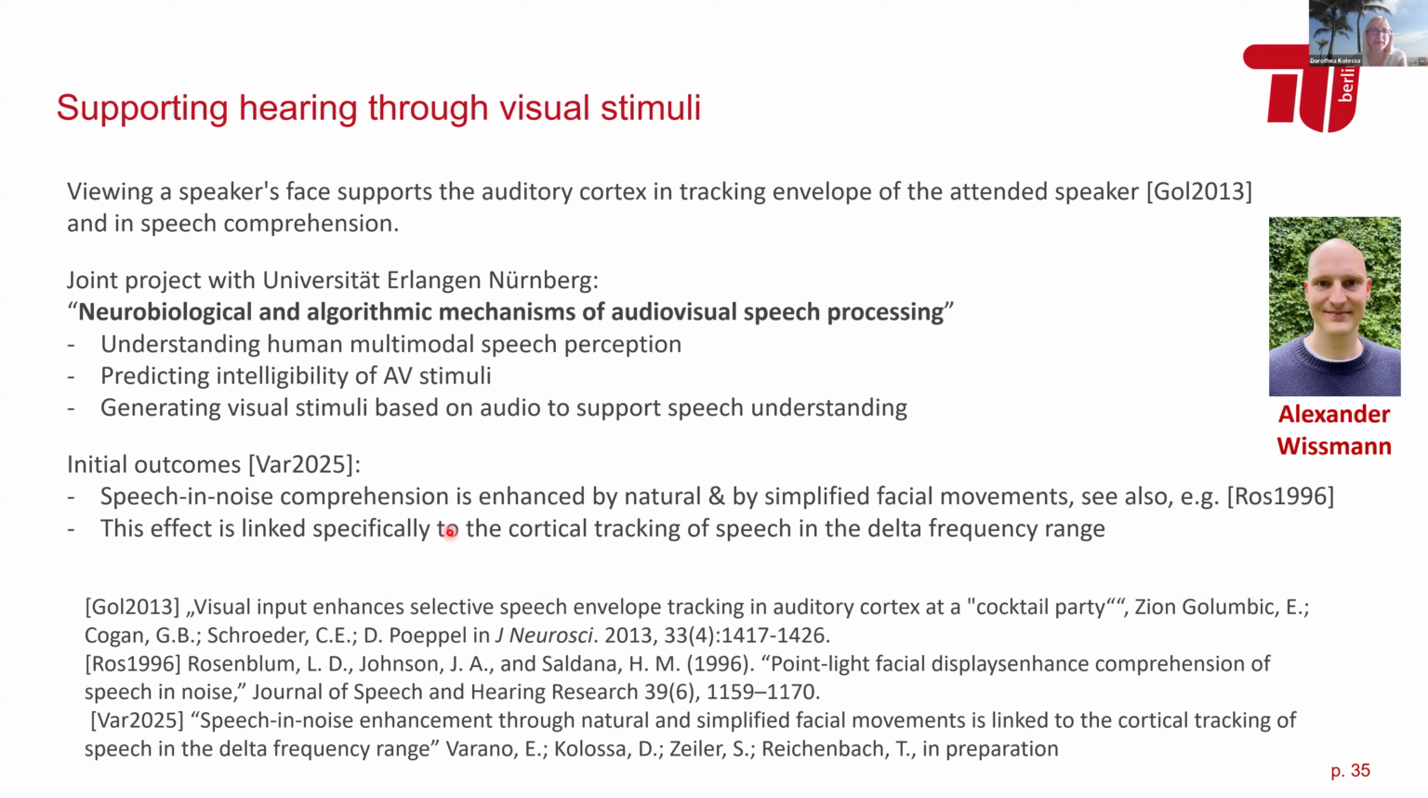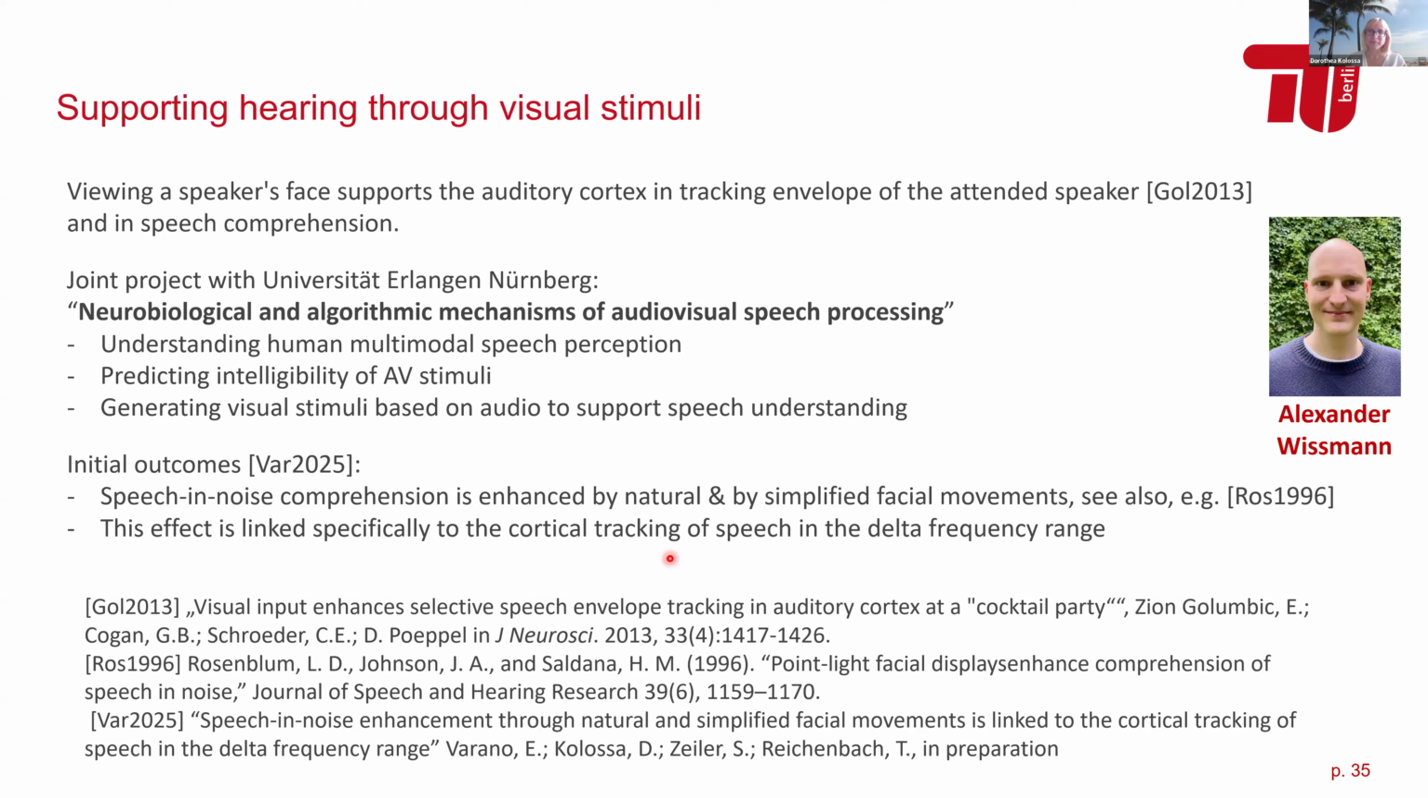And what I think is very, very interesting for us is that we also can see how this effect is linked to cortical tracking of speech in the delta frequency range. So when we look at how much delta frequency band tracking improves by adding a visual stimulus, this is clearly predictive of the intelligibility that we will get. So if a visual stimulus helps us track delta, this is very, very likely to also help us understand.